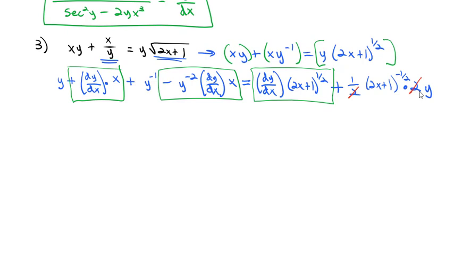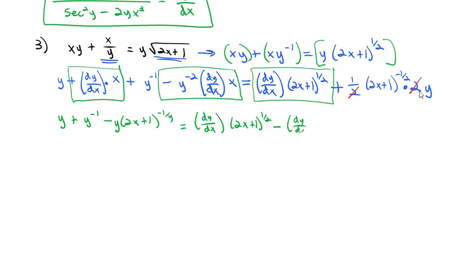Let's move all the dy dx's to the right and everything else to the left. So on the left, we've still got the y plus y to the negative 1. And then we'll subtract out that term at the end, the 2x plus 1 to the negative 1 half times y. And I'm just going to put that y in front, equals, we've got a dy dx multiplied by the 2x plus 1 to the 1 half. We have to also subtract off the dy dx, which is multiplied by the x. And we're also going to add, to get rid of the minus, a y to the negative 2x times dy dx.